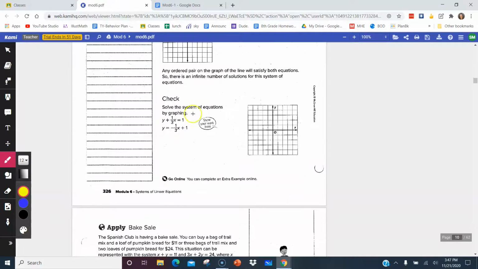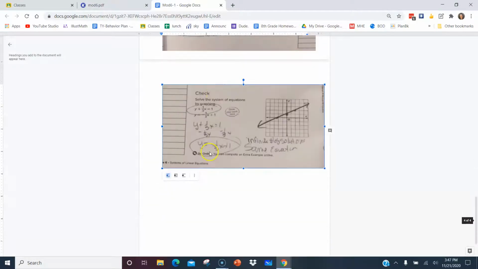Take a look at this problem, this check. You already did this one: y equals negative 1/3 x plus 1. For this one, you have to solve for y. See if I did this one right. That one looks right. You subtract a negative 1/3 x from both sides using our properties of equality, and I get the same exact equation. They're both the same. When I graph it, it's the same line. Therefore, it's an infinite number of solutions.